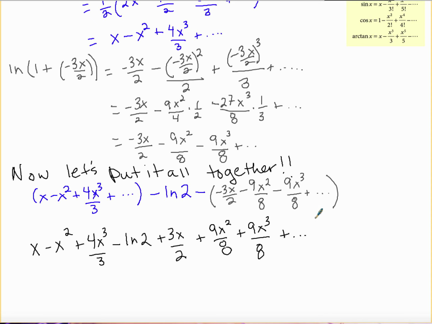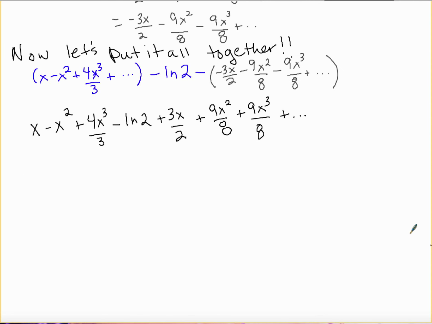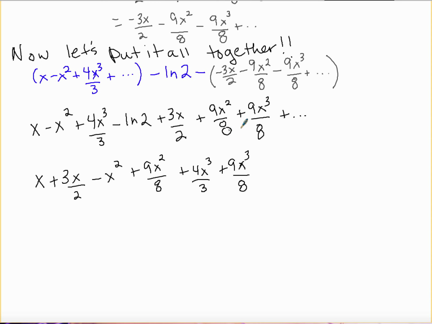Okay. Now, let's see what we can do here. Let's kind of switch it up a bit. So we've got like terms kind of next to each other. Since this is a lot of terms, we should definitely do that. I'll start with my x to the first power. So my first x to the first power is x. The next one is 3x divided by 2. So we're going to have to add those together. Next, I'll start looking for my x squareds. I got a negative x squared, and then I've got a positive 9x squared divided by 8. My x cubes, I've got a positive 4x cubed divided by 3, and I have a positive 9x cubed divided by 8. Any x to the fourth powers? I shouldn't have because we were trying to cut this off at the x cubed term. And then my constant, which was negative ln 2.